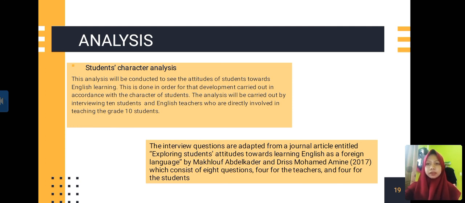The analysis will be carried out by interviewing 10 students and English teachers who are directly involved in teaching grade 10 students. The interview questions are adapted from a journal article entitled Exploring Students' Attitudes Towards Learning English as a Foreign Language by Makhlouf Abdelkader and Dris Mohamed Amin in 2017, which consists of 8 questions, 4 questions for the teachers and 4 for the students.